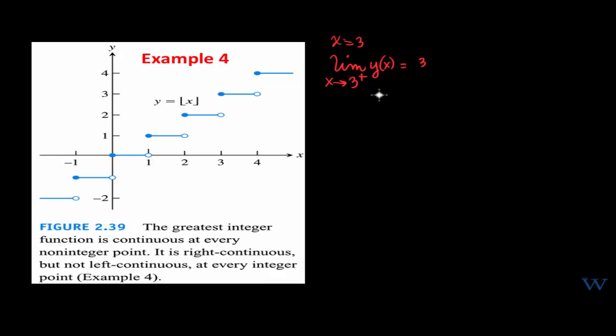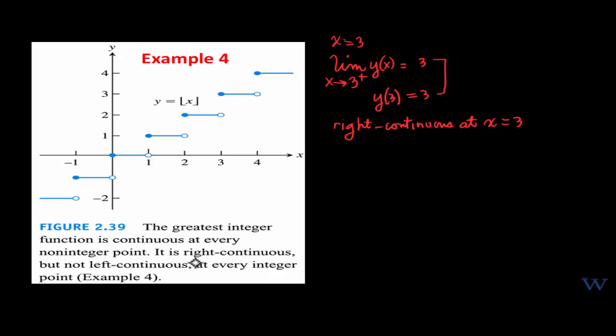And then, what is y of 3? Well, the greatest integer less than or equal to 3 is of course 3 itself. See, these two match. So we see that the limit exists, the function value exists, and they're equal to each other. So it's only right continuous because coming from the right. So it's right continuous at x equal to 3, or any integer for that matter.